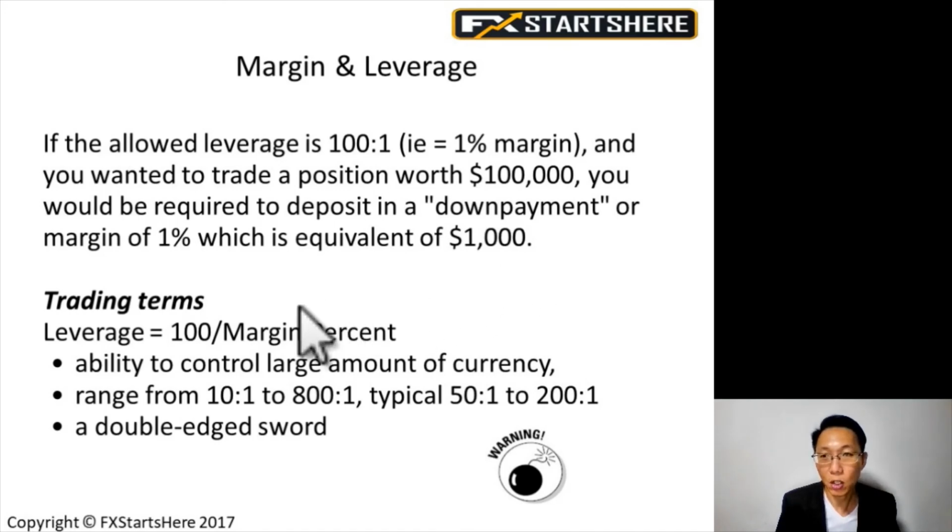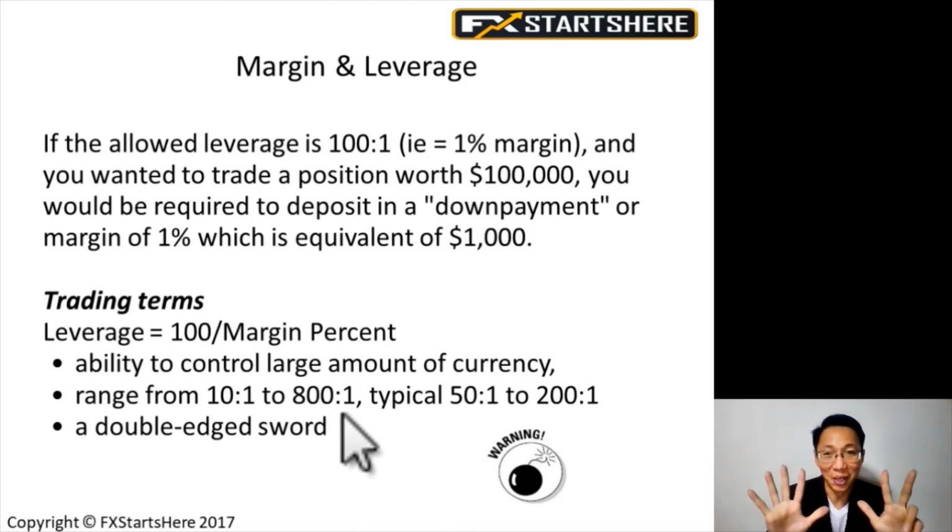So in trading terms, leverage equals 100 over margin percent. It is the ability to control a large amount of currency. It ranges from 10:1 to 800:1. This means that for every $1, you can trade up to $800. So for every $1,000, you could trade up to $800,000. That's crazy. The leverage is just too high.